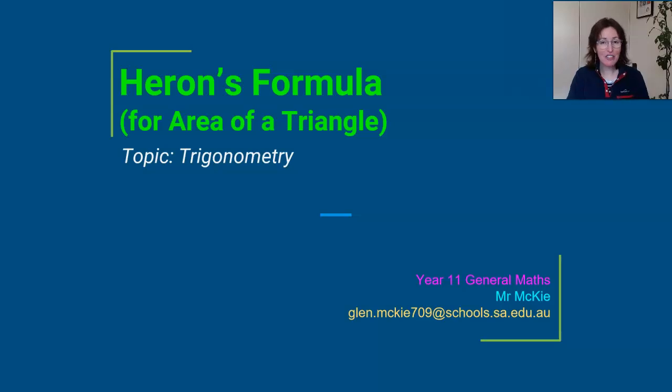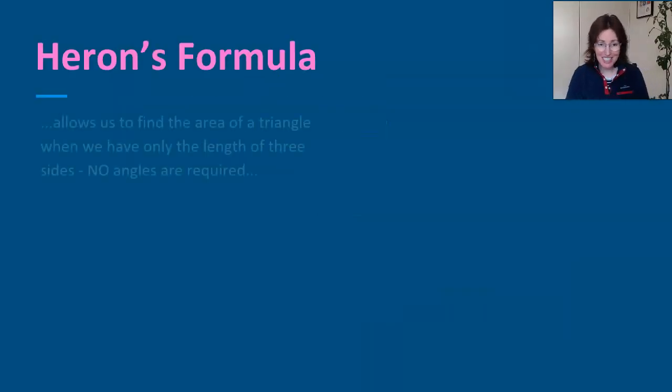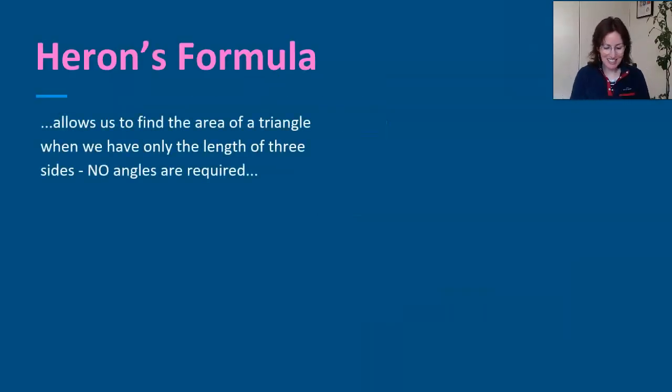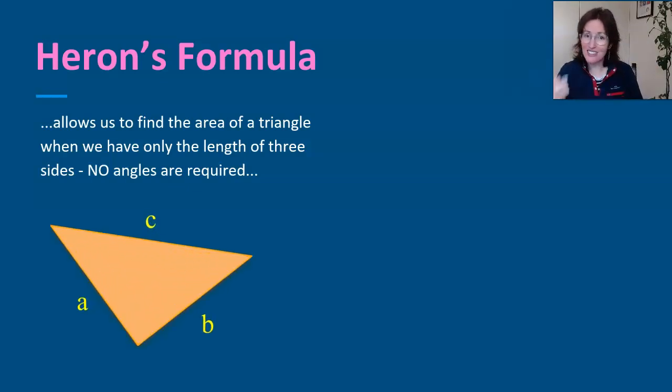In this video, let's have a look at Heron's formula, and that's a specific formula that you can use to find the area of a triangle, and its particular use allows us to find the area of a triangle when we have only the length of 3 sides, no angles required. In the previous video that I did on area of a triangle using a sine rule, that was 2 sides and an included angle. But if you don't have that and you only have 3 sides, then there's this formula here.